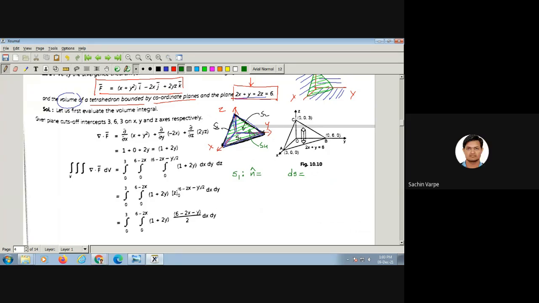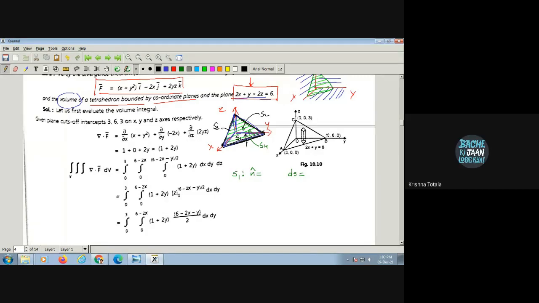What is the normal vector related to S1 surface? Okay, tell me in what direction it will be. Negative z direction, sir. But if we consider the positive direction of Z, then the n cap will be inside the surface, right? That will go inside the tetrahedron, if we consider this direction.